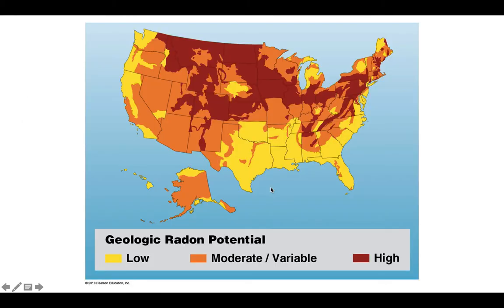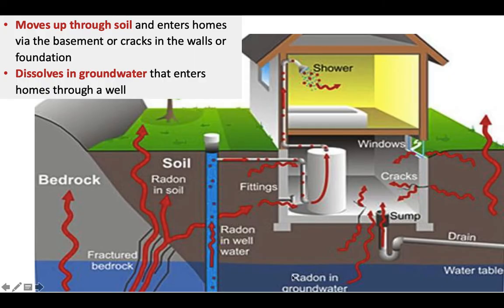Here's a graph or a map showing geological radon potential based on the bedrock. You can see we're dark red, so where we are is not so great. Get your homes tested. How does it get into your house? Well, like I said, it moves up through the soil, through the bedrock, and gets through cracks in the walls and the foundation. It can also diffuse into well water, which if you have a well in your home, or if you directly pump groundwater, it can be dangerous to drink that.